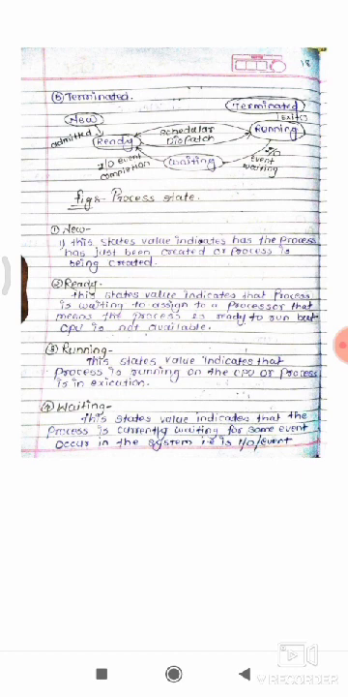After that, running. This state value indicates that the process is running on the CPU. That is the actual execution of that process, called running. After that, next one is waiting. This state value indicates that the process is currently waiting for some event to occur. That means it is waiting for some event to occur in the system, that is an input output event.